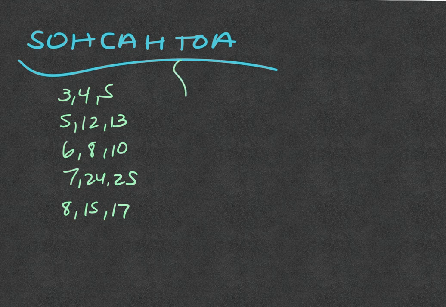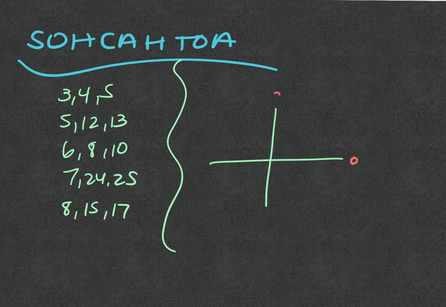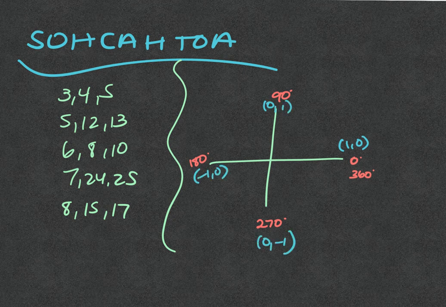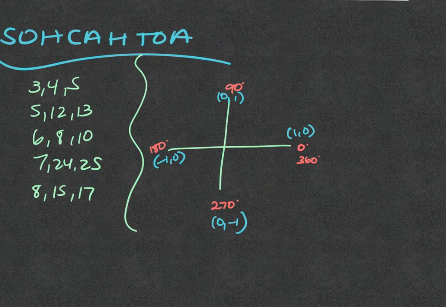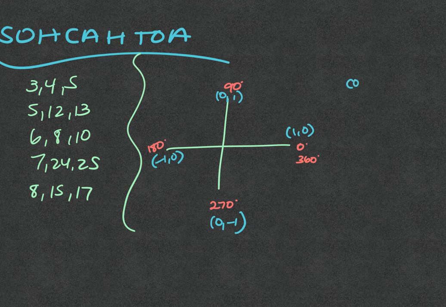You want to know your quadrant angle coordinates. So at 0, 90, 180, 270, and 360, this is 1, 0, 0, 1, negative 1, 0, and 0, negative 1. And then you need to know that cosine is your x, sine is your y, and tan is your y over x.